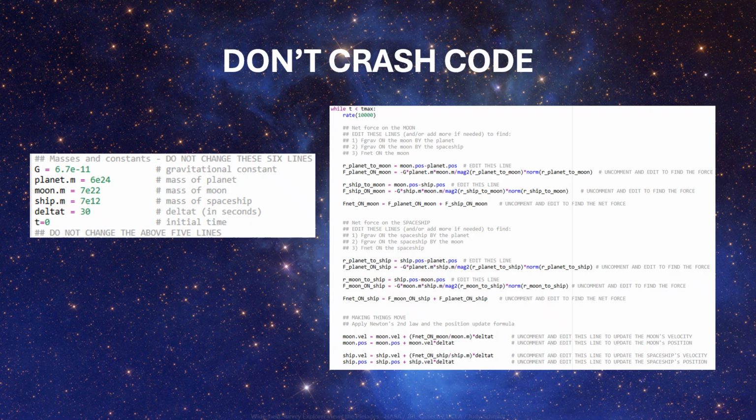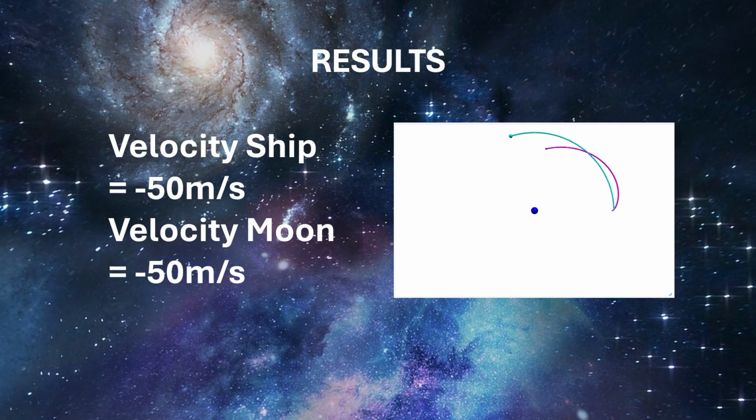For this part of the code, the system was the ship and the surroundings would be the moon, the planet, and the star. For the results for part 2, I got that the velocity of the ship and the moon were both negative 50 meters per second. Were the code to run longer, it should make a symmetrical figure-8.